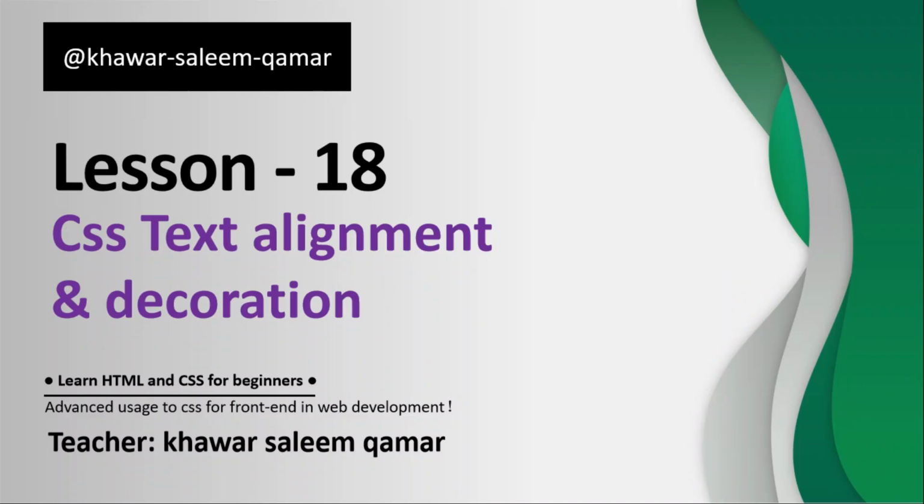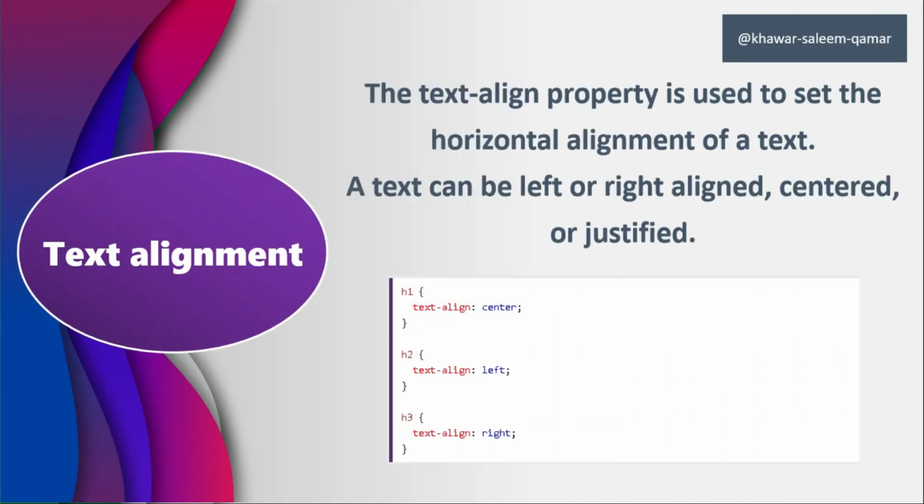This is lesson number 18 of the HTML and CSS learning course, and in this lesson we are going to learn about CSS text alignment and decoration. So first we are going to talk about the topic of text alignment. First of all, what is the text-align property?